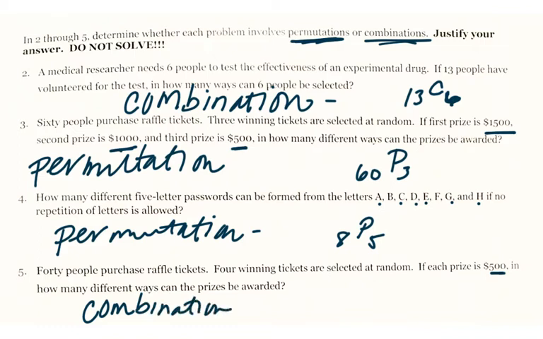If Johnny, Becky, Sarah, and Anna all won, it's the same as if Sarah, Becky, Anna, and Johnny won. So the order doesn't matter. That is a combination. That would be 4 chosen from 40, or 40 choose 4.